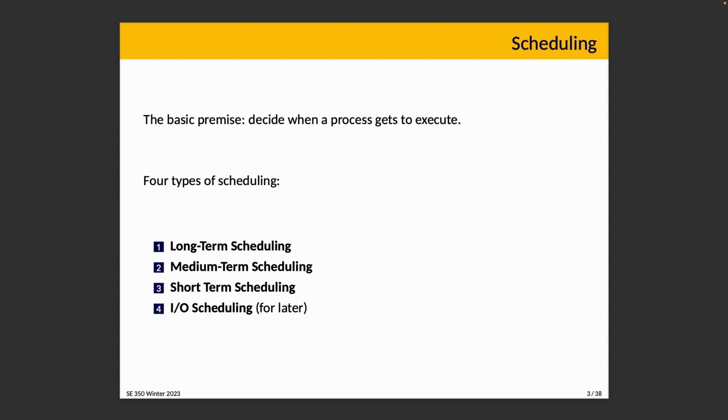There are 4 types of scheduling. The last one that's listed there, I/O scheduling, is for later. It has its own topic when we talk about I/O devices, but the other 3 bear at least a little bit of examination right now. So long-term, medium-term, and short-term scheduling are the things that we will be discussing. Today we will discuss all 3 of those, but most of the focus goes on item 3, the short-term scheduling. Let me give you a student-relevant analogy to explain the different levels.